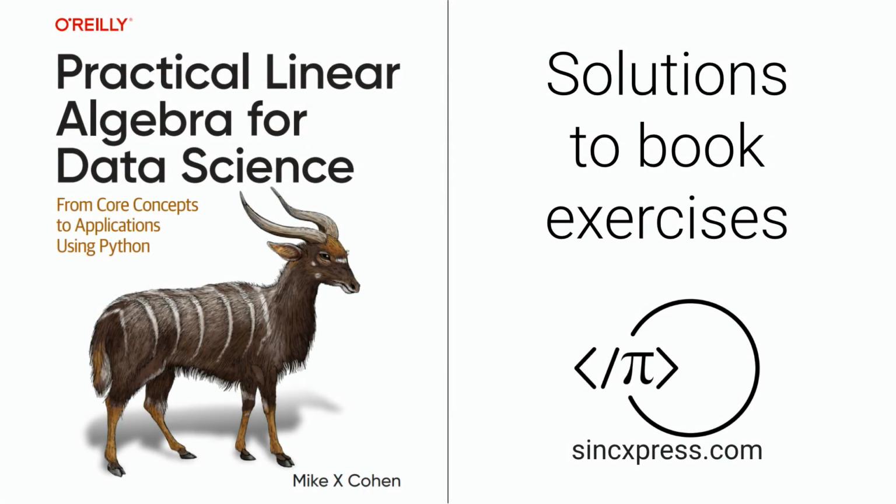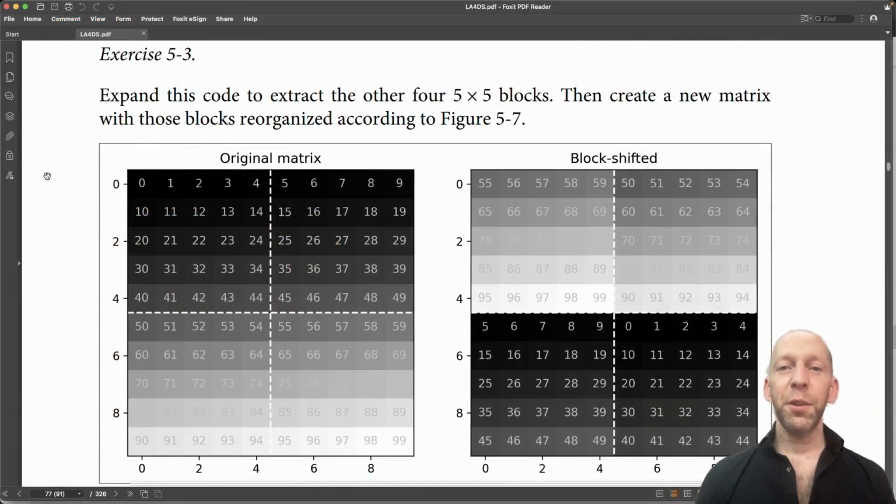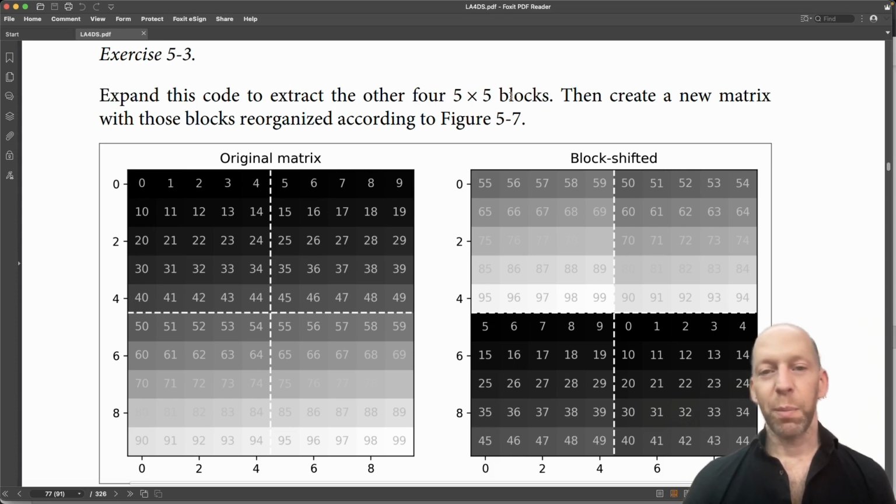Exercise 3 of chapter 5 is a continuation of the ideas that we developed in exercise 2. So we start with the original matrix, that is this 10 by 10 matrix of integers that goes from 0 to 99. And then in the previous exercise, we only extracted one submatrix. Here in this exercise, the goal is to extract the other four 5 by 5 blocks or submatrices.